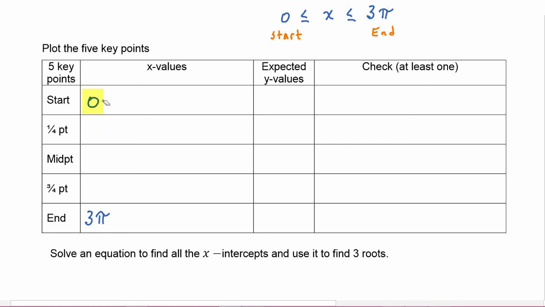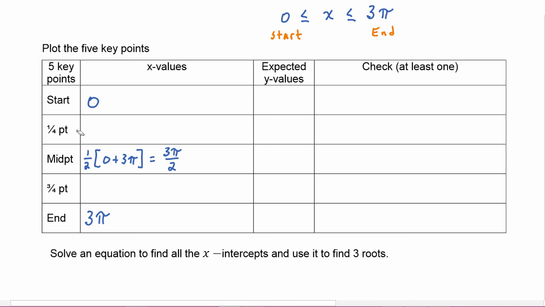So first, we'll find the midpoint of 0 and 3 pi. Now to find the midpoint of any two values, you add them up and divide by 2. So rather than divide by 2, I'm going to choose to multiply by 1/2. So I'm going to take 1/2 of 0 plus 3 pi, which we know is going to be 3 pi over 2. So that's the x value of our middle point of our 5 key points.